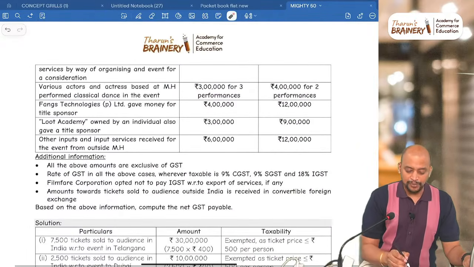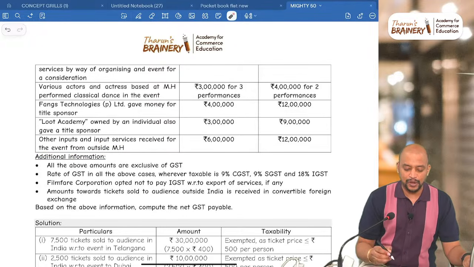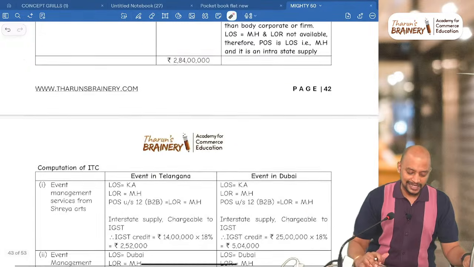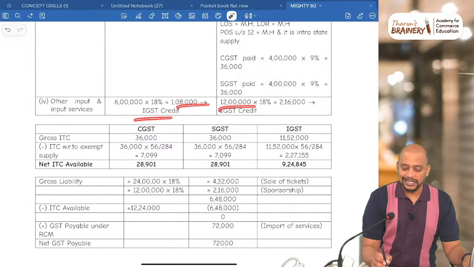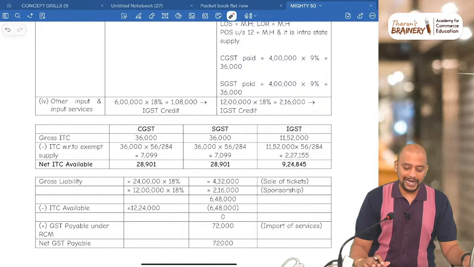Next part: other inputs and input services received for the event from outside Maharashtra, 6 lakhs and 12 lakhs. That is related to credit. So on the 6 lakhs and 12 lakhs, IGST credit will be taken: 1 lakh 8,000, and 2 lakh 16,000.